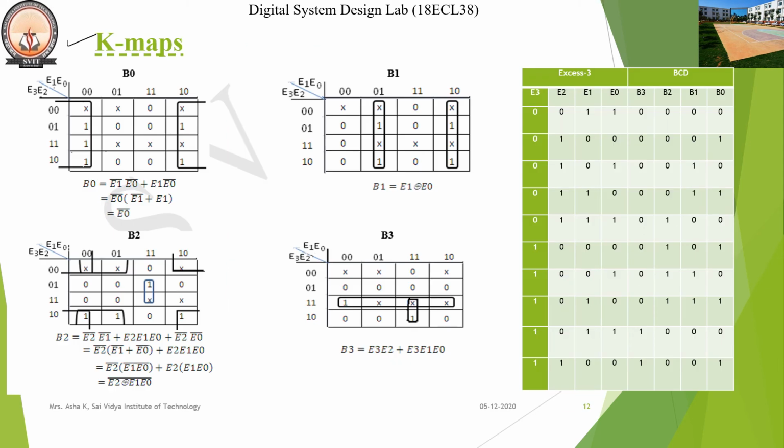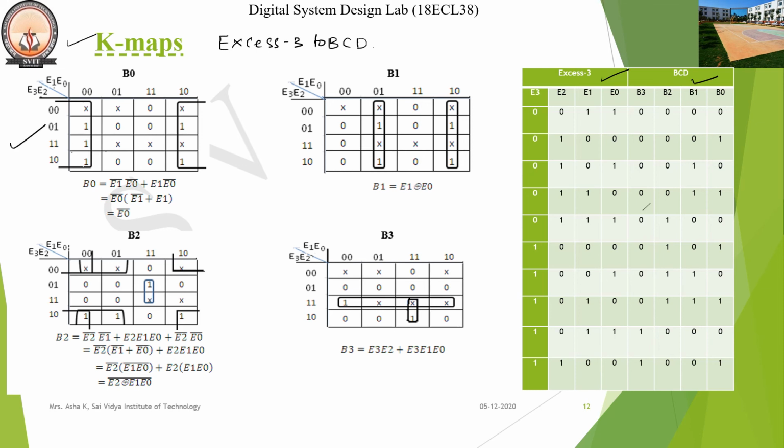Now let us understand the K-map simplification for XS3 to BCD code conversion. The XS3 to BCD code truth table is shown in this particular table. Let us first consider the XS3 bits E3, E2, E1, E0 represented with the help of a Gray code for the 4-bit K-map as shown here.